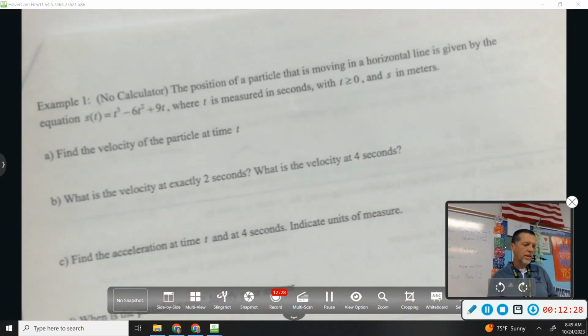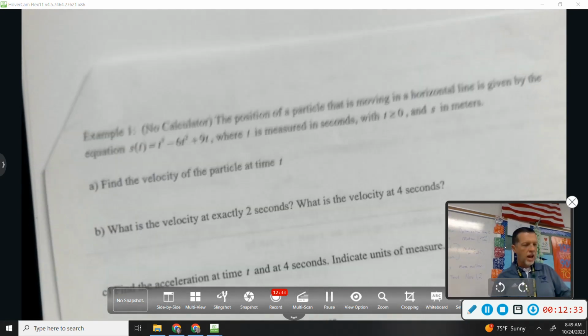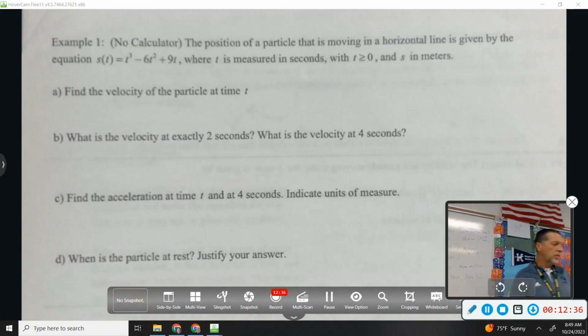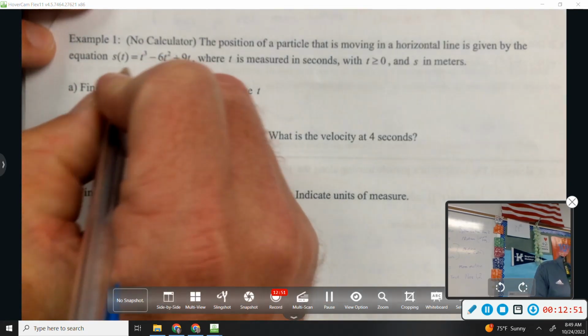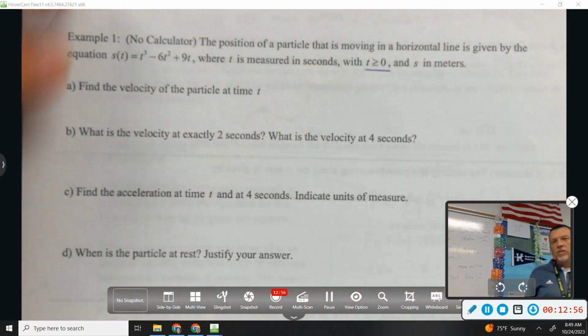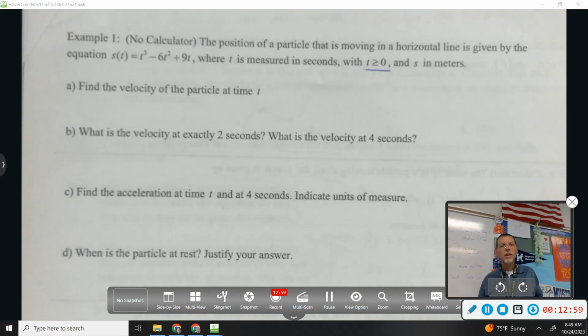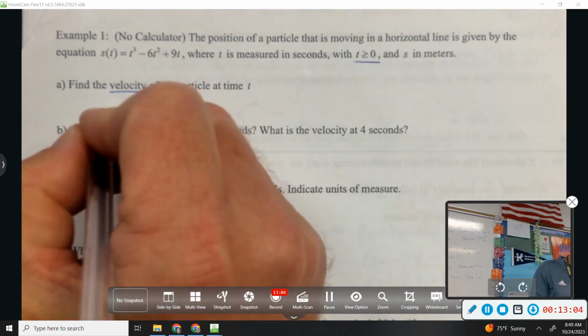All right, let's work a problem with 9 parts. Some of these parts are very easy, though. Easy for me to say, right? Example number 1, no calculator. The position of a particle that is moving in a horizontal line is given by the equation S of t equals all of that, where t is measured in seconds. T is greater than 0, so we don't have to worry about negative time. S is in meters. Find the velocity of the particle at time t.